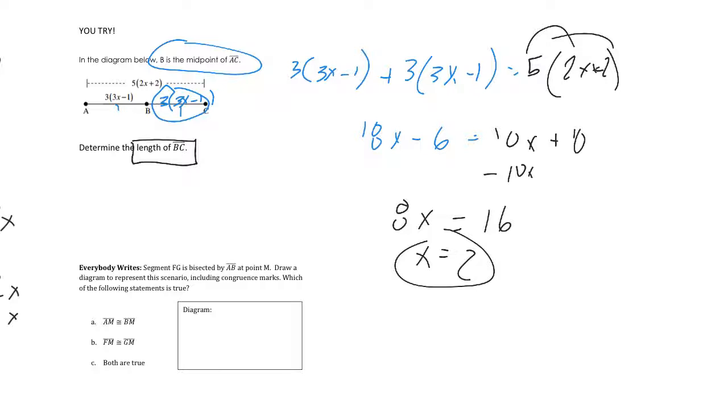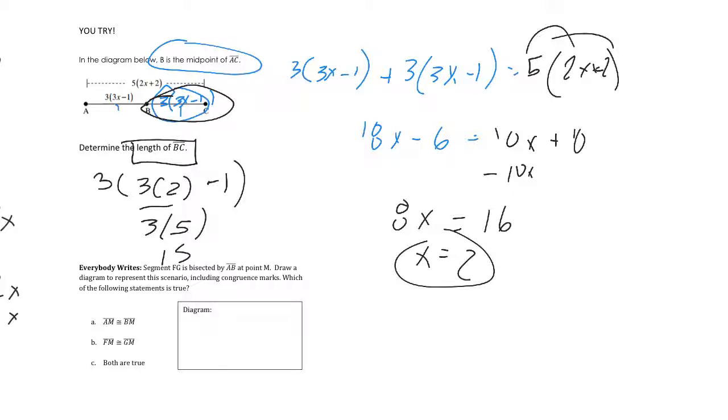I got to find the length of BC, which is just this one. So it's 3 times 3, x is 2, minus 1. 3 times 2 is 6. 6 minus 1 is 5. 3 times 5 is 15. So this was BC, so I say BC equals 15.